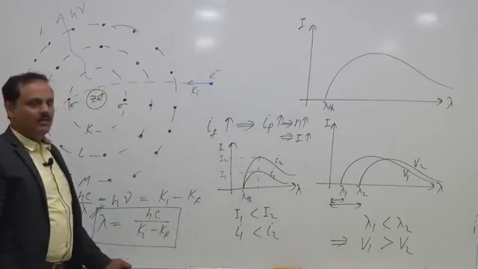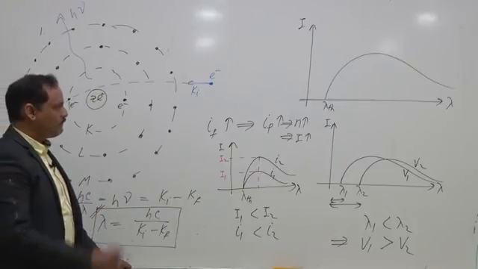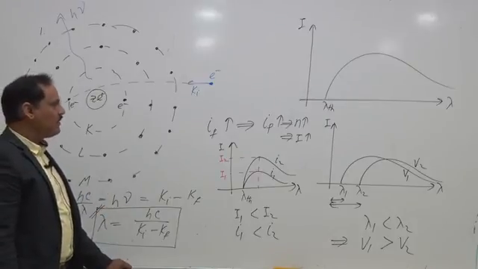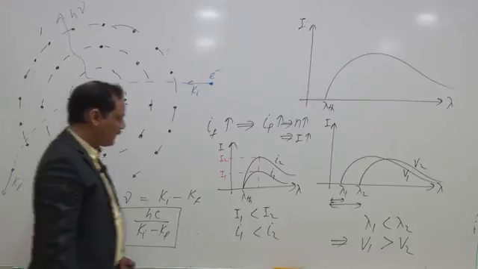So this is how the graph of continuous X-ray varies with accelerating voltage and filament current. Okay.